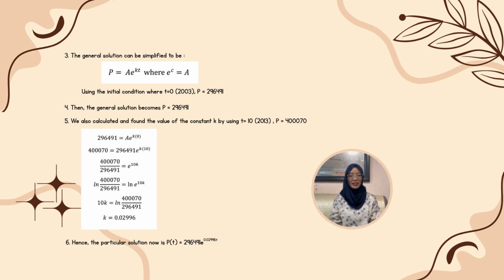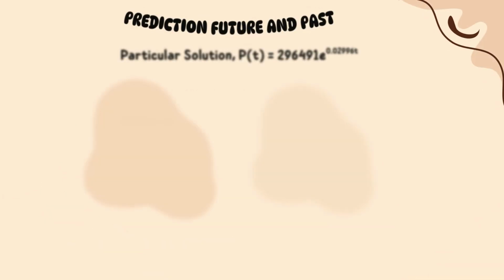We also calculated and found the value of our constant k by using t equals 10, which was in 2013, and our P is equal to 407,0xx. We substituted t equals 10 into the equation in step 3 just now, and we got k equals 0.02996. Hence, our particular solution now becomes P(t) equals 296,491 times e to the power of 0.02996t.